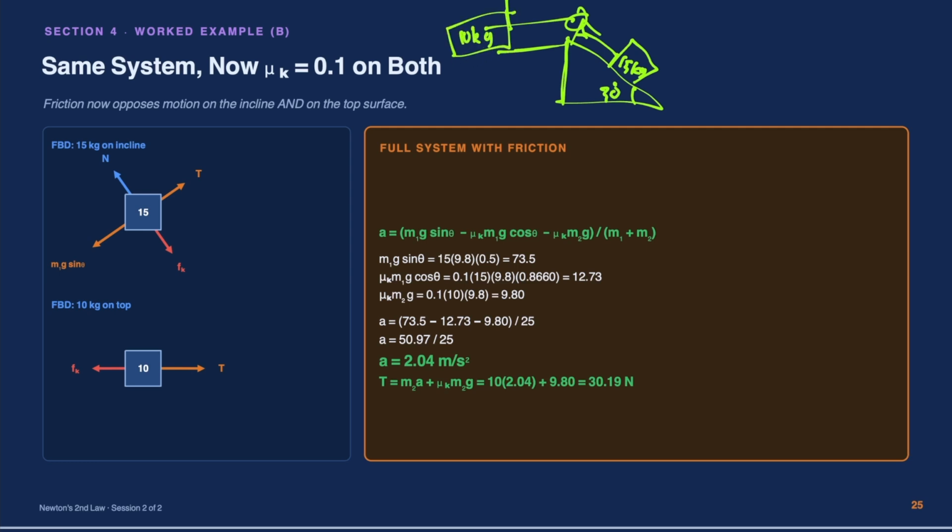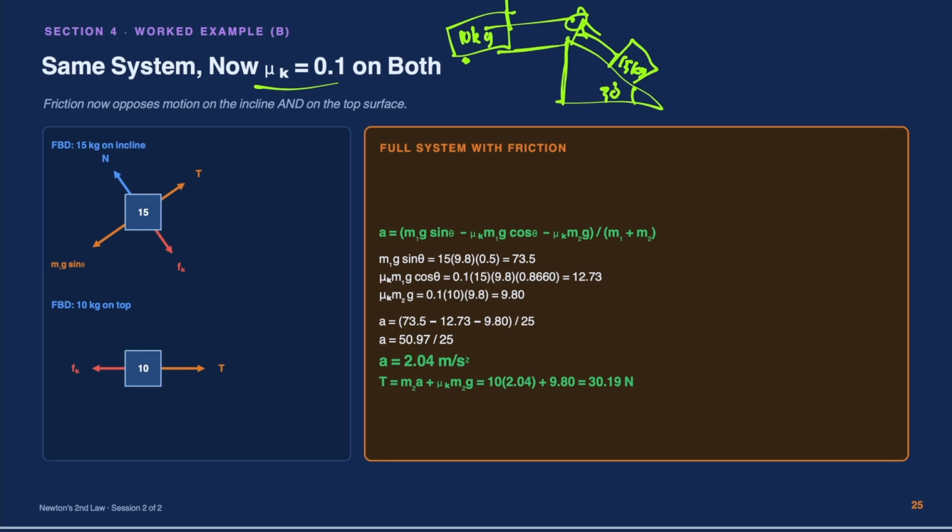But now we have a coefficient of friction of mu k is equal to 0.1. So how am I going to solve this? Okay, so first I'm going to look at this block. I'm going to create the equation for this one using the free body diagram, okay?